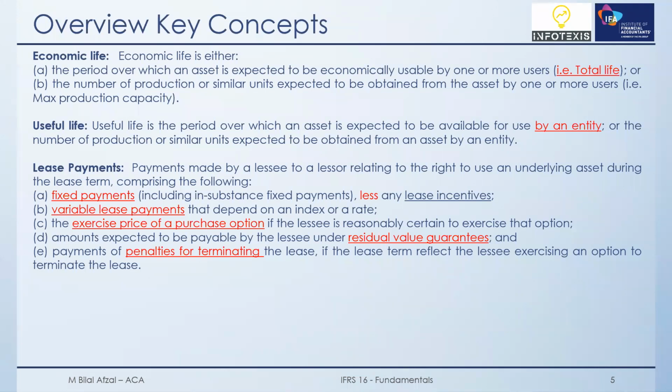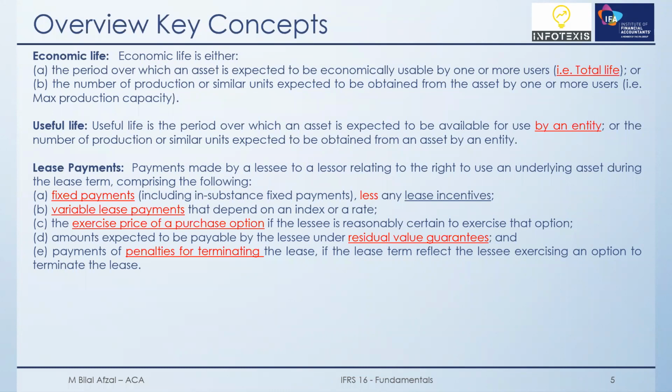The next thing is the exercise price of the purchase option. Like we discussed, if the lessee is reasonably certain to exercise the extension option, then we need to consider that price which he will be required to pay to exercise that option. That price would be made part of the lease payment. And what impact this would have, we will discuss a little bit later.